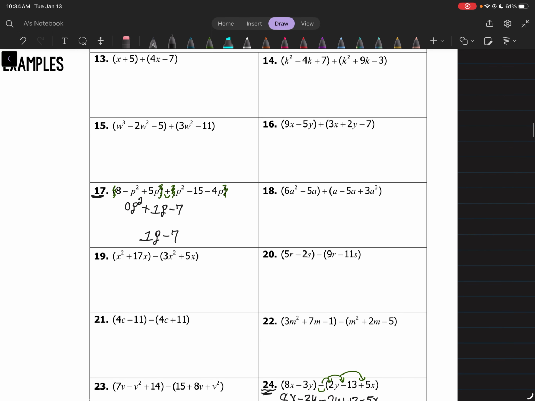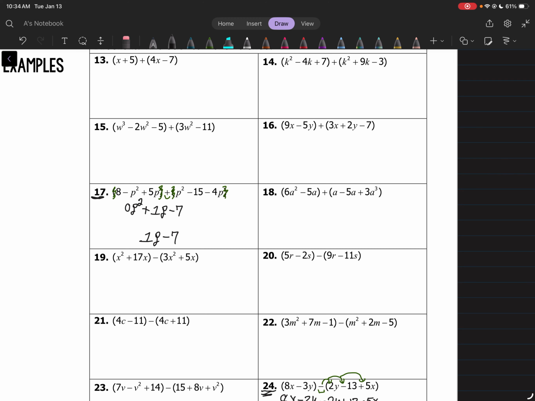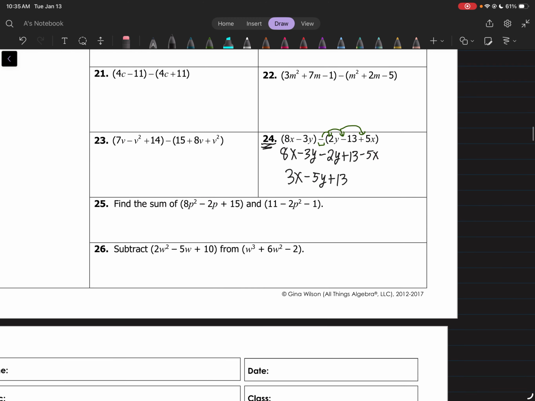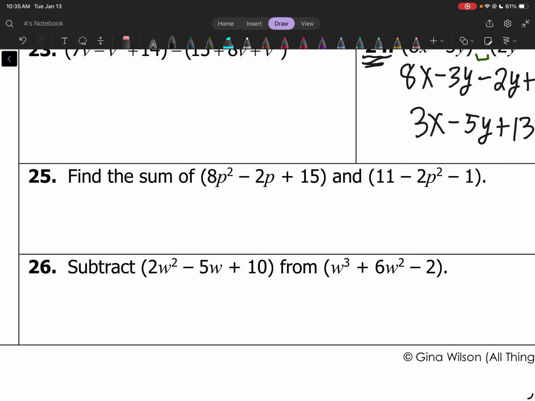Try numbers 13 through 23. There they are. Pause the video. All right, let's look at the last one, and then I'll show you the answers. You can go ahead and pause it if you want for 25. It has no trick. Number 26, though, is very tricky if you're not reading carefully.